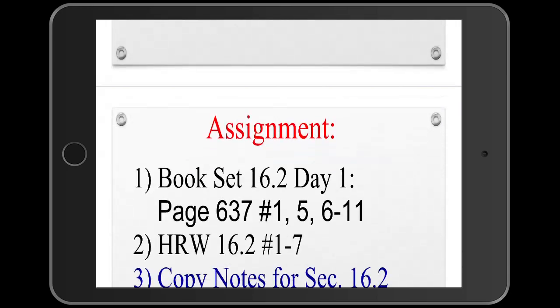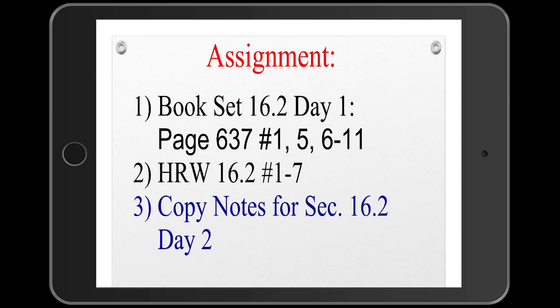And that is a wrap for today. So your homework is, don't forget, you have book set 16.2, day 1, and that's page 637, numbers 1, 5, 6 through 11. And then don't forget you have HRW 16.2. And then don't forget to copy notes for 16.2, day 2.